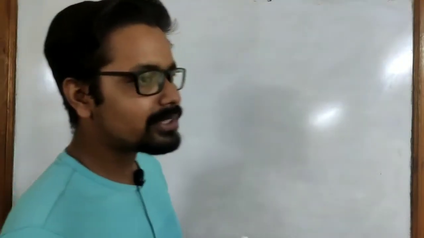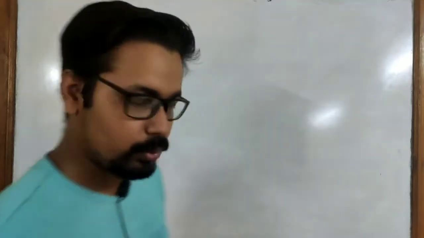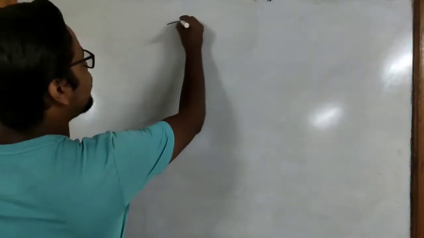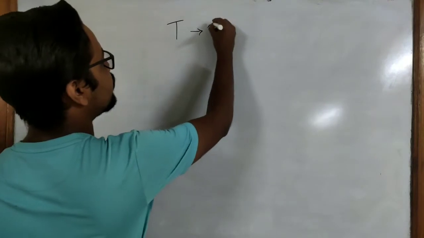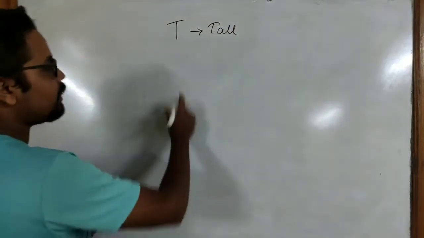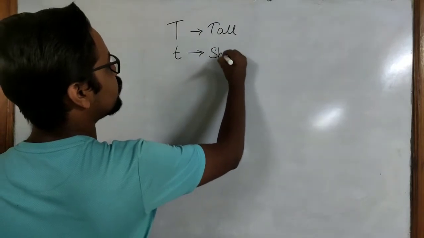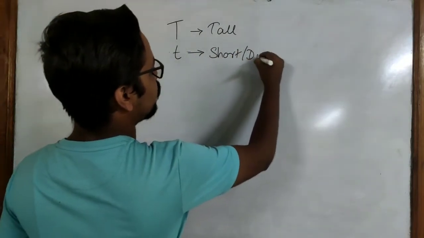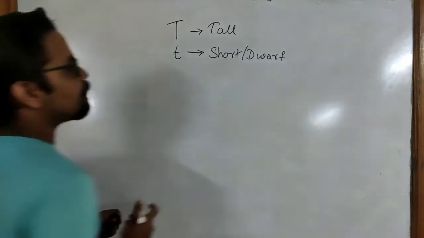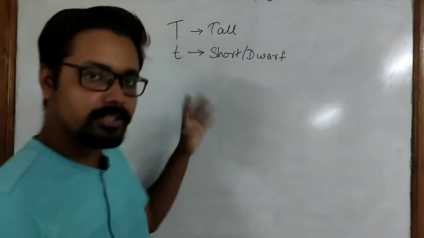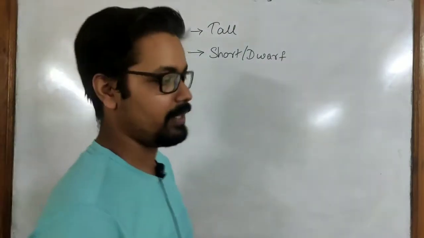So we're going to use some letters, alphabets, to denote something. Capital T, we are going to call the tall gene. Small t, we are going to call the short gene, or the dwarf one. Okay? So capital T means tall plants, small t means dwarf plants.